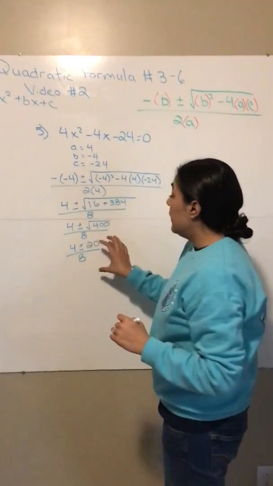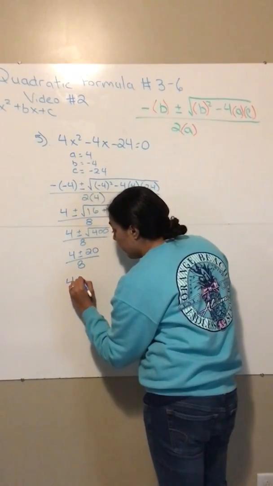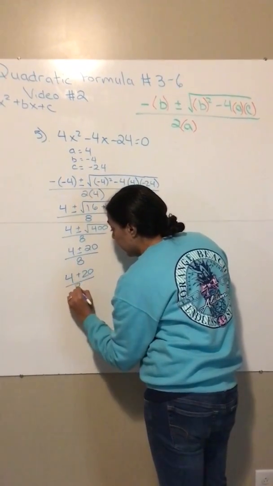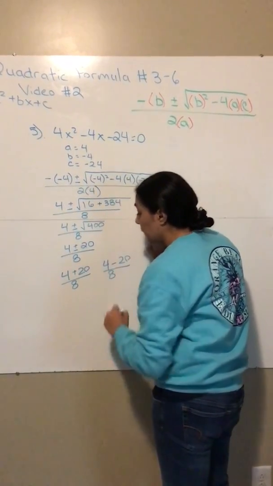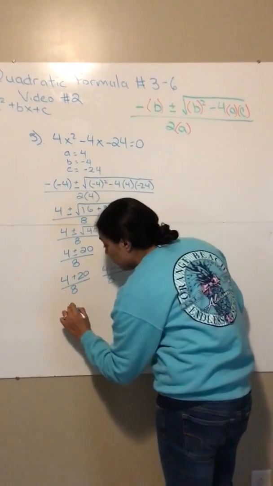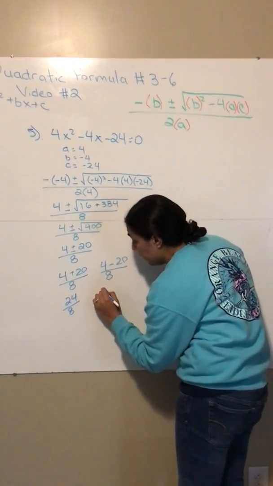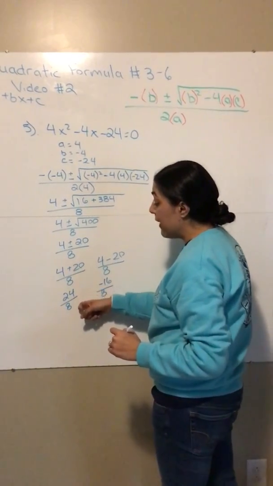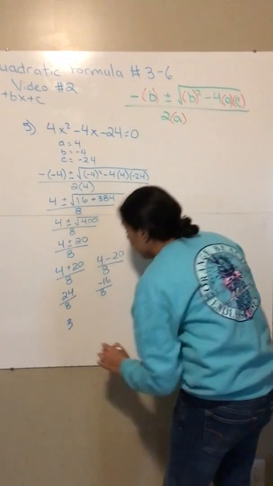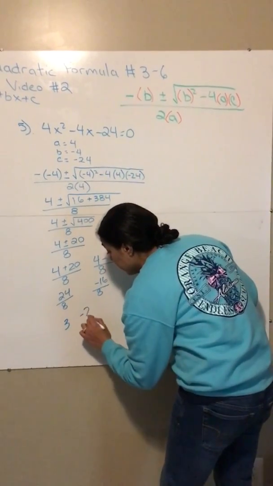Okay, and then now we got this all down to single numbers, so we can write it twice. So you got 4 plus 20 over 8, and 4 minus 20 over 8. 4 plus 20 is going to be 24 over 8. 4 minus 20 is going to be negative 16 over 8. 24 divided by 8 is 3, and negative 16 divided by 8 is negative 2.